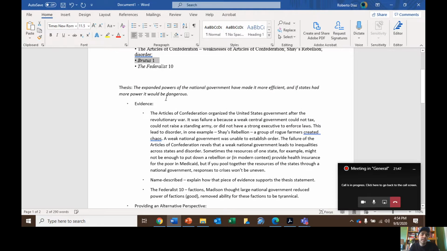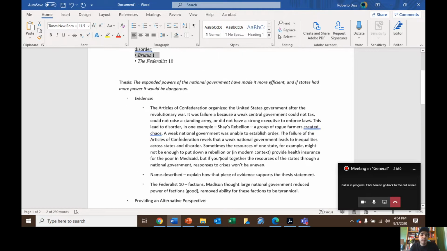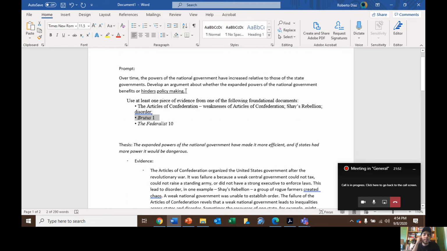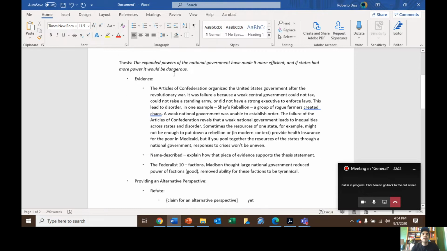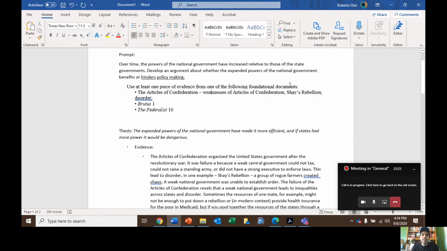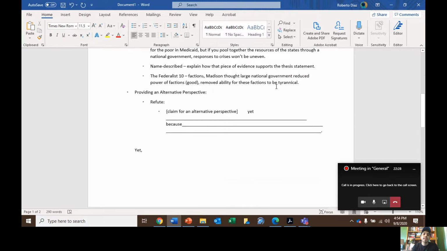So for example, an alternative perspective that I imagine one can build an essay around might suggest that this strong national government and this trend of increasing power within the national government may lead to tyranny and ineffective government. You can use Brutus #1 to make that argument. Remember, Brutus #1 talks about how a large republic would not adequately represent the interests of so many different people. So in that vein, I'm going to be thinking about how Brutus #1 might respond to this thesis and to this trend specifically of increasing power in the national government itself.